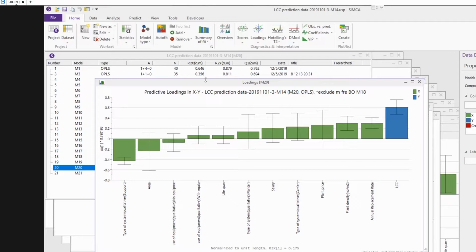In short, I don't really know in SIMCA how you can extract and equate all of the raw equations to explain.